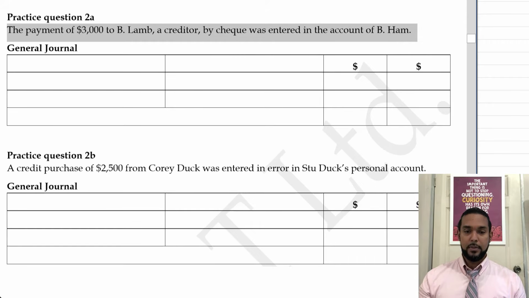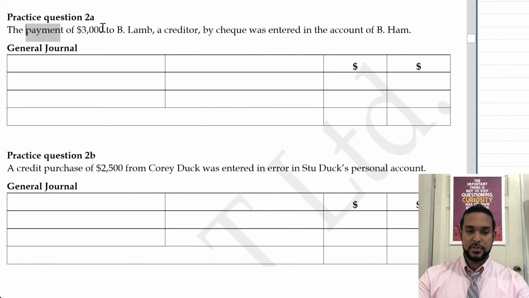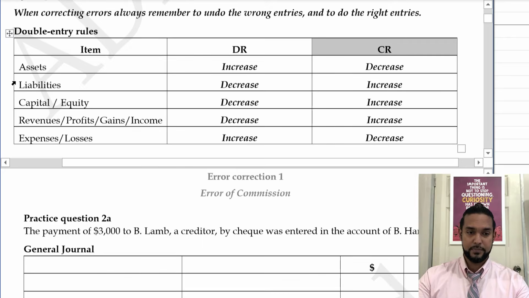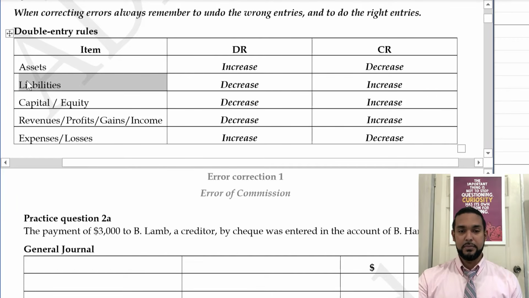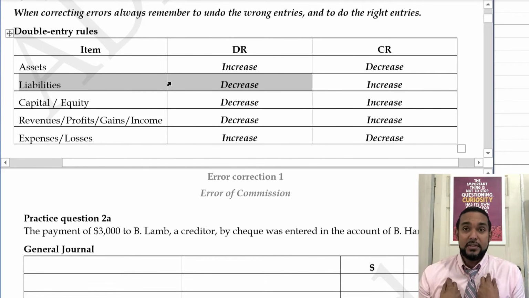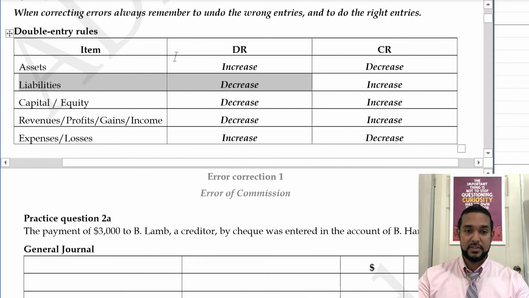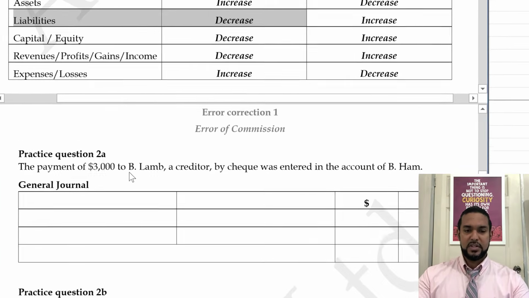Okay, so the payment of $3,000 to B. Lam, a creditor, by check was entered in the account of B. Ham. So we paid a creditor. We saw something like this in the previous set of exercises. A creditor is a liability, and if you're paying money towards the liability, you are decreasing the liability. If you owed me $10 and you paid me $9, you now owe me less. So you're paying off a liability, it's decreasing, which will require a debit to the liability.